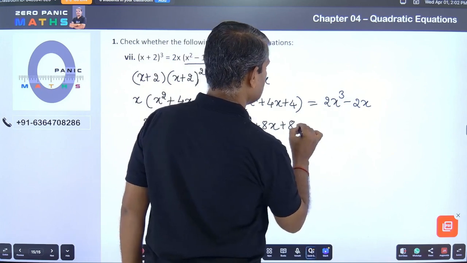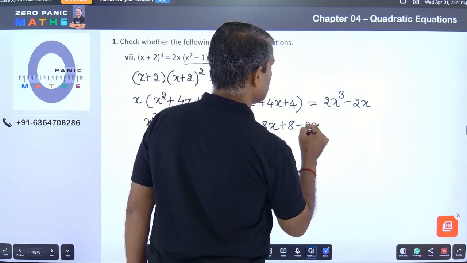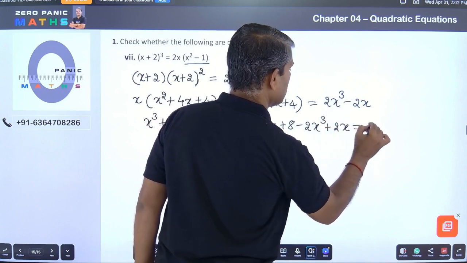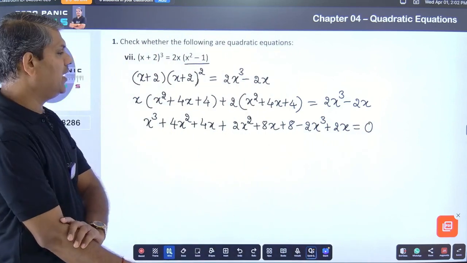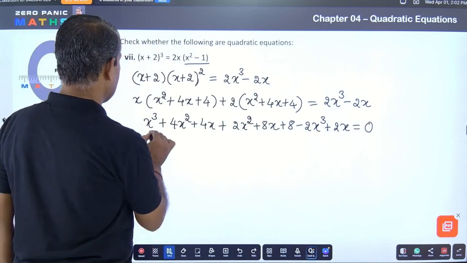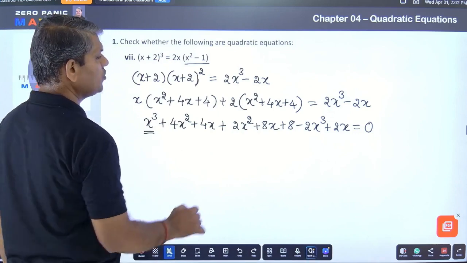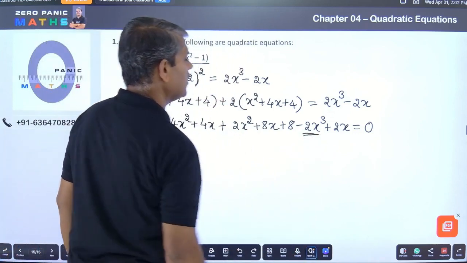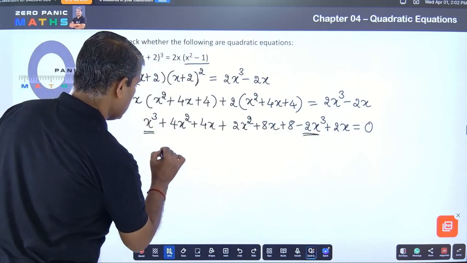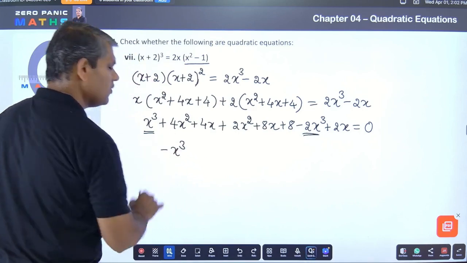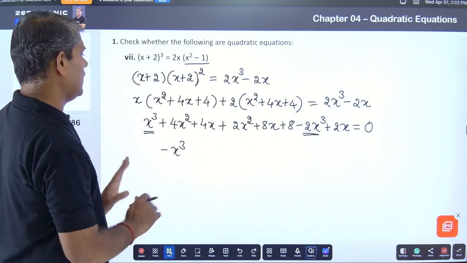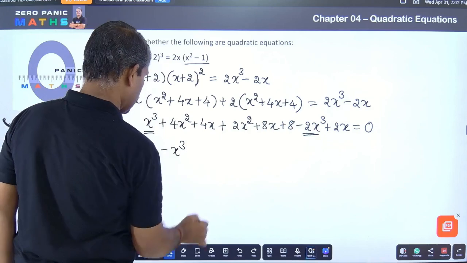Now bring the x cube terms here. Minus 2x cube plus 2x to the left side will make the right side equal to 0. Now let us consider the x cube terms first. x cube minus 2x cube will actually give me minus x cube. So we are left with x cube terms. Any other x cube terms? No.